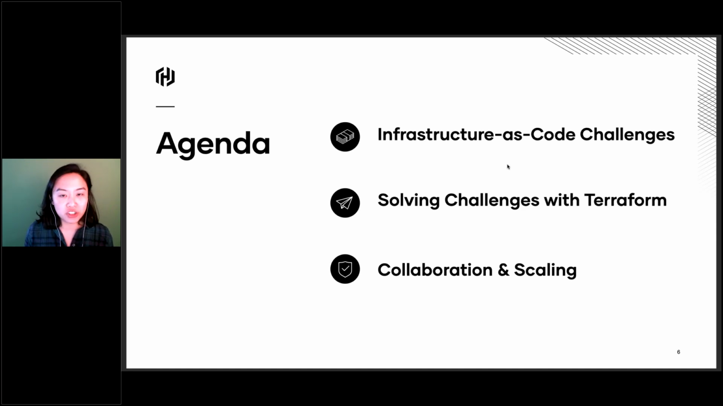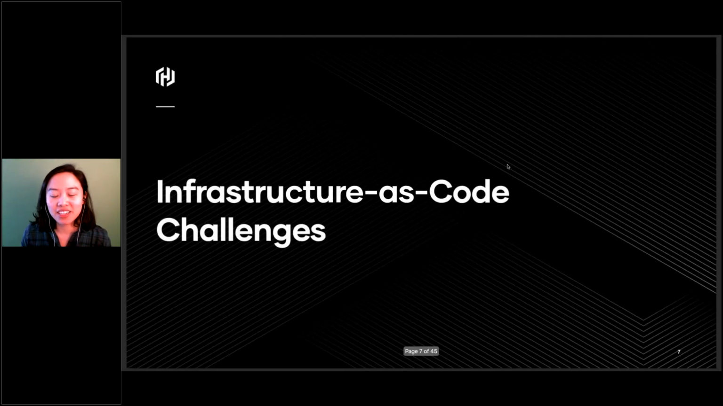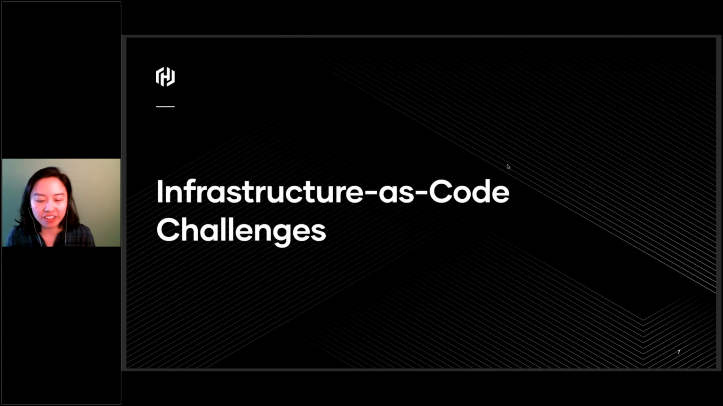And then after you first start and you grow with it and you use it more, you'll reach a point where you're going to have some collaboration and scaling challenges, and we're going to talk about those as well. So we're going to go through this little journey together. All right, so infrastructure as code challenges. What are some challenges that you'll start with? Why do we start with it, and how is it such a barrier to entry when you first do it?